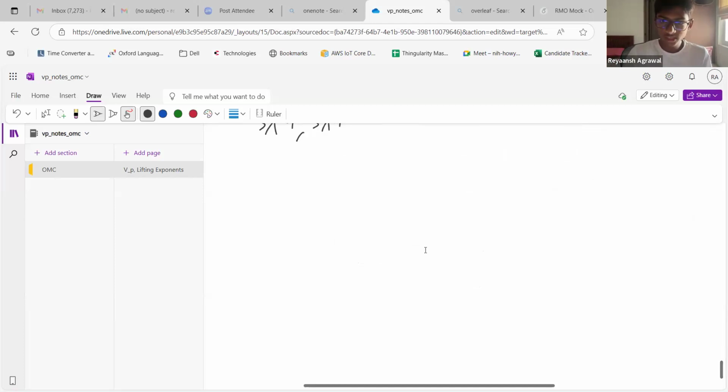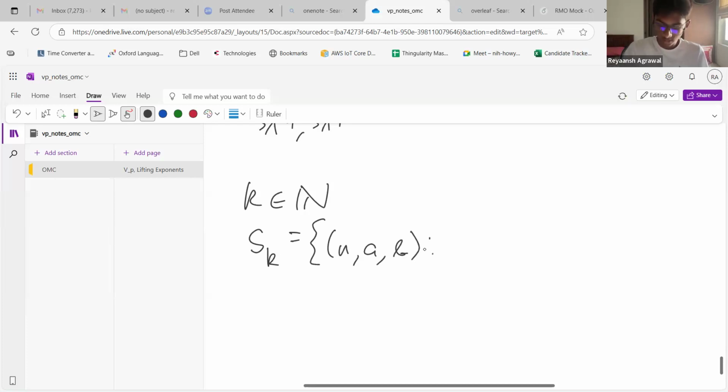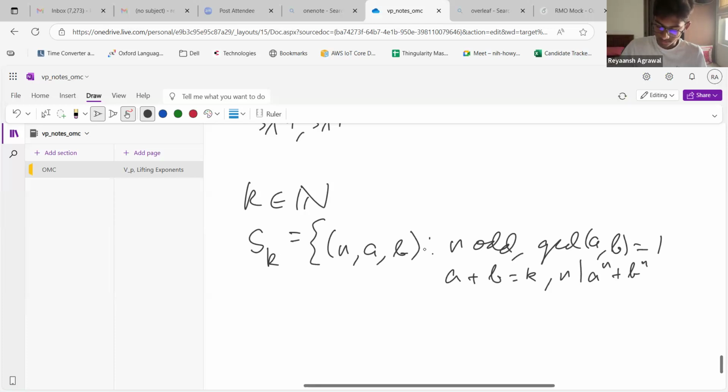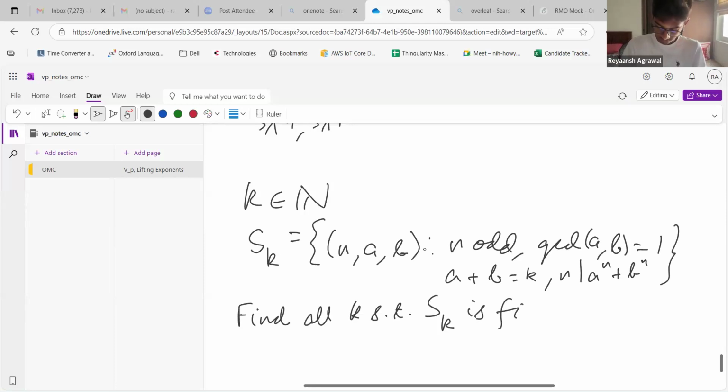In this one, we are given a natural number k, and we define Sk as the set of all triplets n, a, b such that n is odd, gcd of a and b is equal to 1, a plus b is equal to k, and n divides a to the power n plus b to the power n. We have to find all values of k such that Sk is finite.